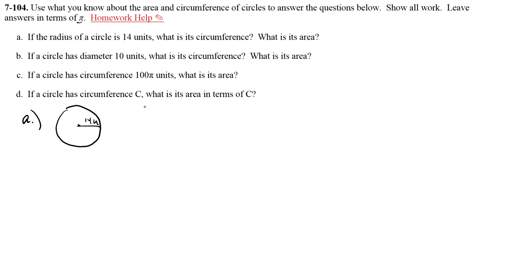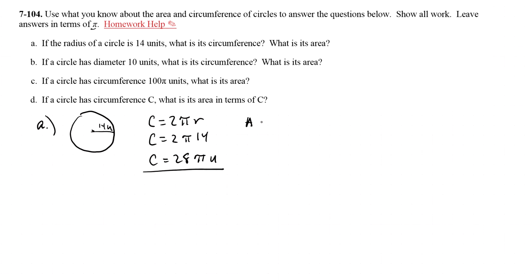And we want to know what the circumference is, so C equals 2 pi r, and we know C equals 2 pi times 14, so C equals 28 pi units. The area is going to be A equals pi r squared, so that would be 14 squared pi, which the area would be 196 pi units squared.